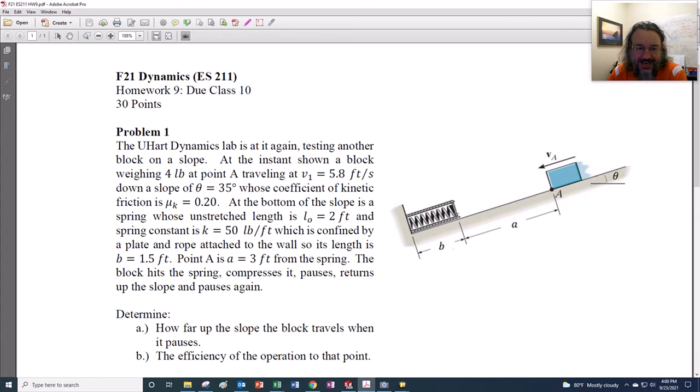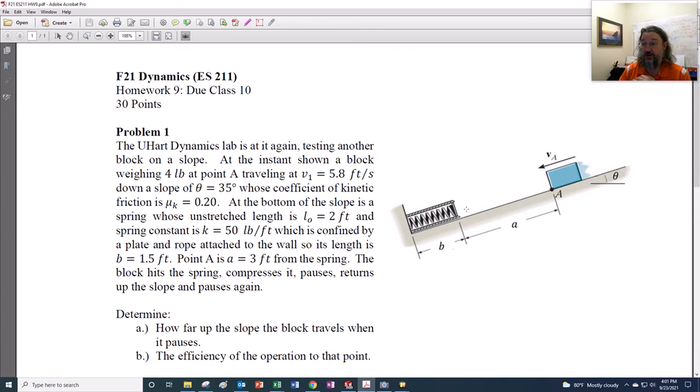At point A, this is where it's located at this instant. This value A is equal to 3 feet. So it's going to hit the spring. It's going to compress the spring even further. It's going to pause, and then it's going to release and go back up, right? And we want to figure out how far up the slope it's going to go, right?